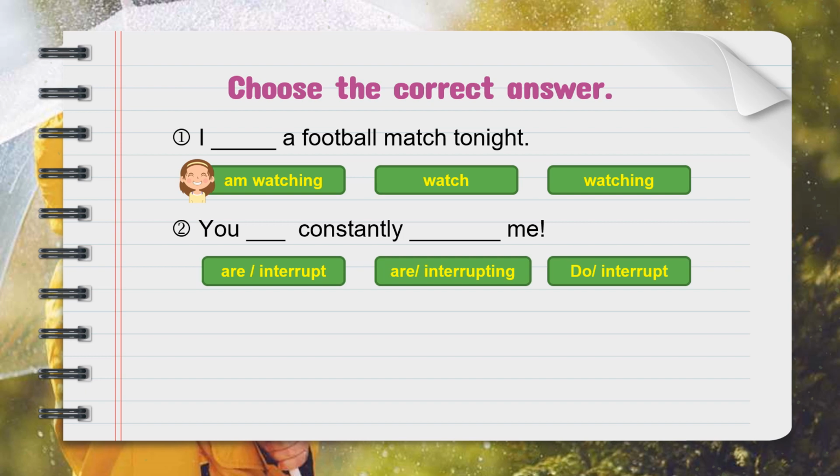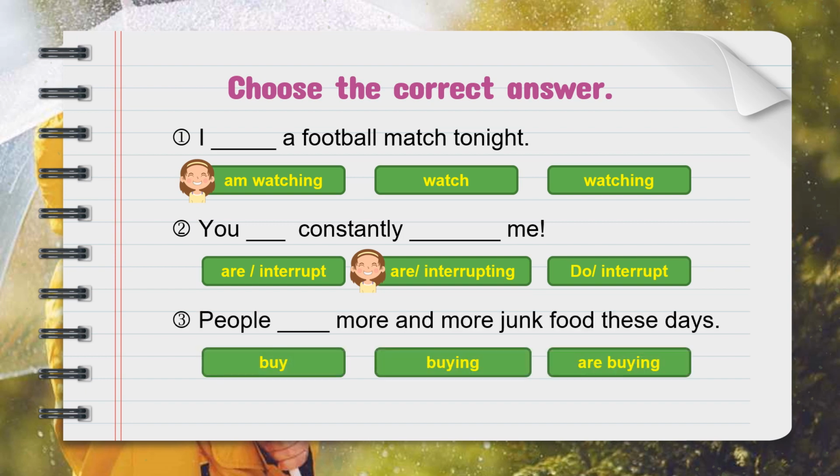So, you are constantly interrupt me, or you are constantly interrupting me, or you do constantly interrupt me. Which one do you think is correct? Great, it's number two. You're constantly interrupting me, and this is to show annoyance. Sentence number three: people, more and more junk food these days. Now this is a new trend with which we have to use the present continuous.